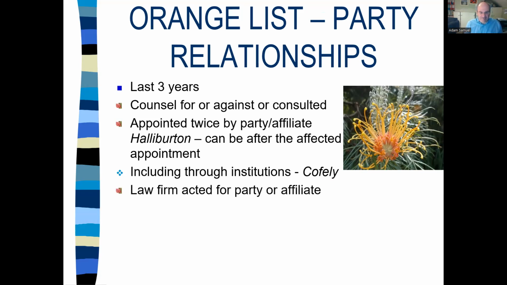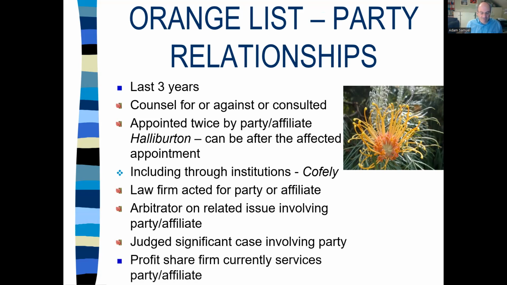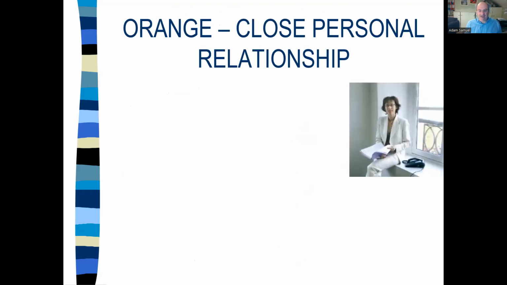If you acted for a party or an affiliate in the last 3 years, or you're an arbitrator on a related issue involving a party or an affiliate, or in the last 3 years you judged a significant case involving a party, or you've got a profit share arrangement with a firm that's currently servicing one of the parties. Do be careful here. Having close personal relationships is not being a pal of someone. In the legal world, we all have friends. That doesn't give you a close personal relationship.